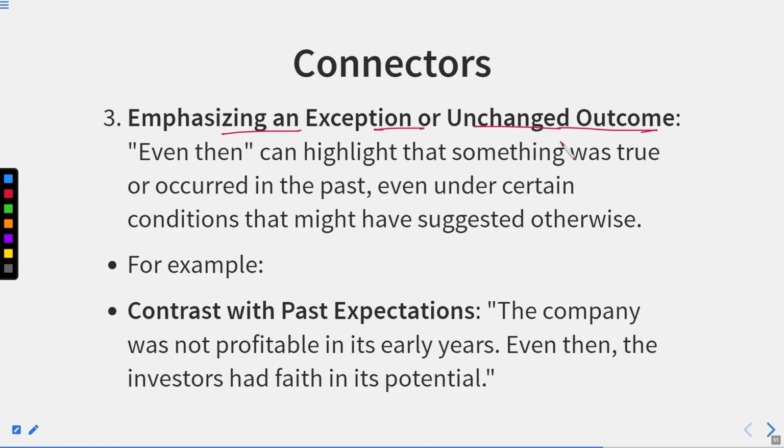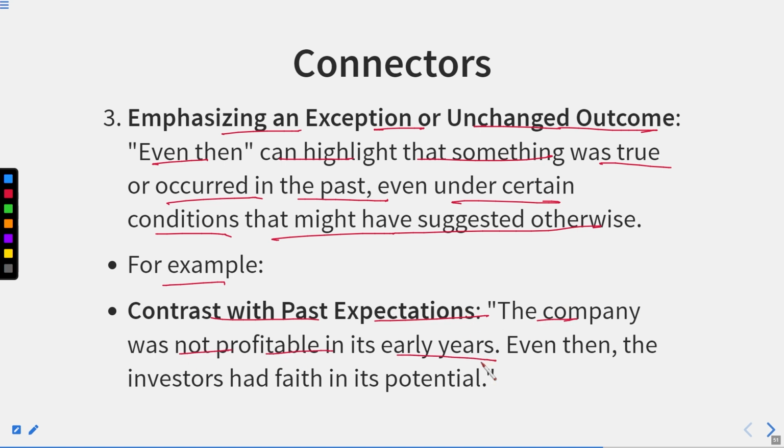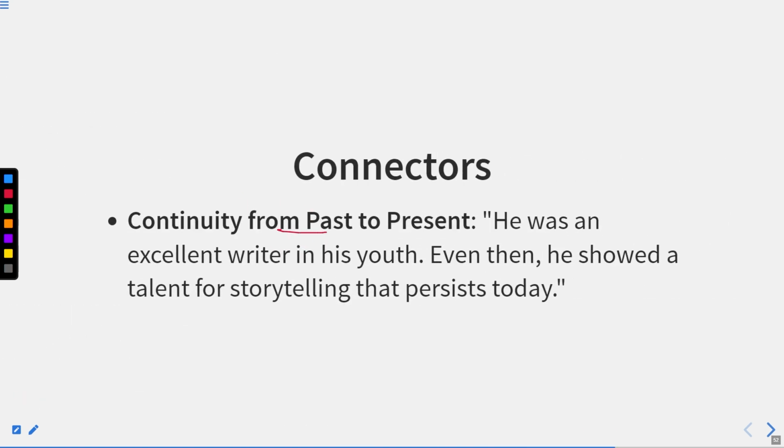Emphasizing an exception or unchanged outcome, "even then" can highlight that something was true or occurred in the past, even under certain conditions that might have suggested otherwise. For example, contrast with past expectations: the company was not profitable in its early years. Even then, the investors had faith in its potential. Continuity from past to present: he was an excellent writer in his youth. Even then, he showed a talent for storytelling that persists today.